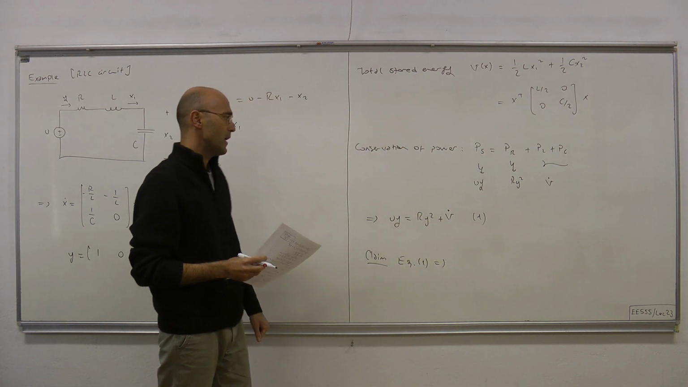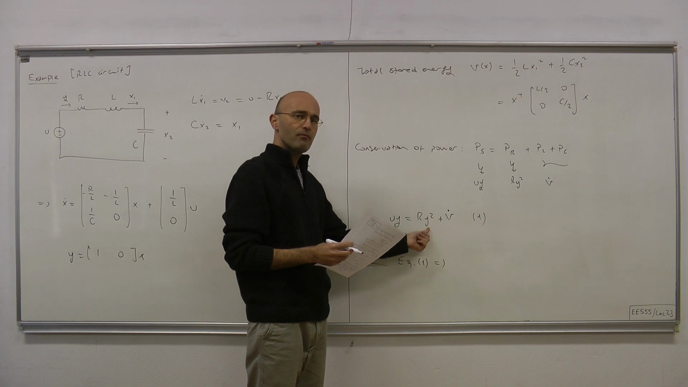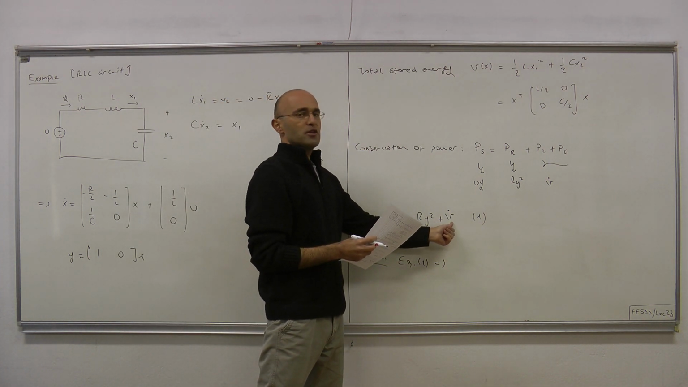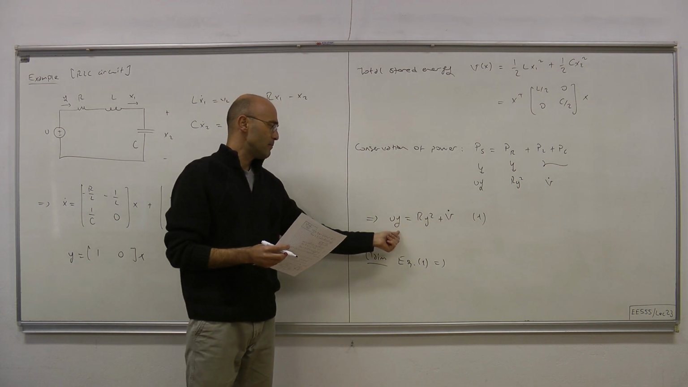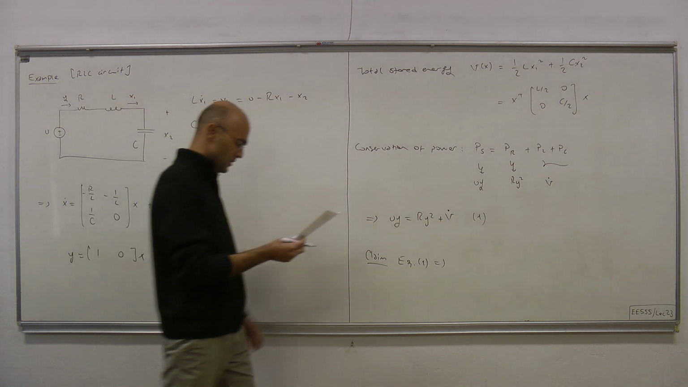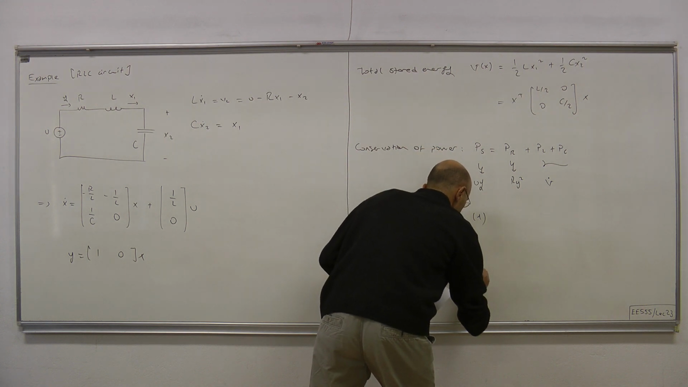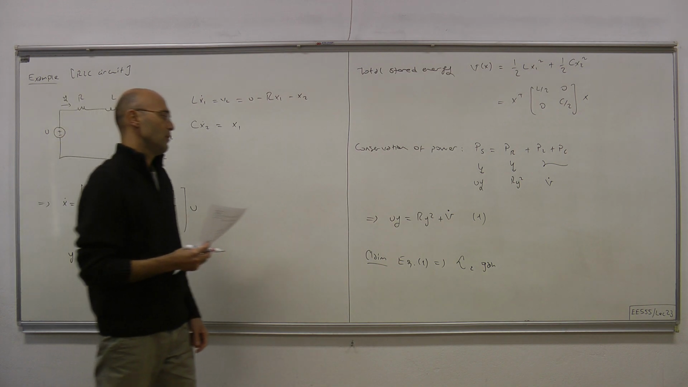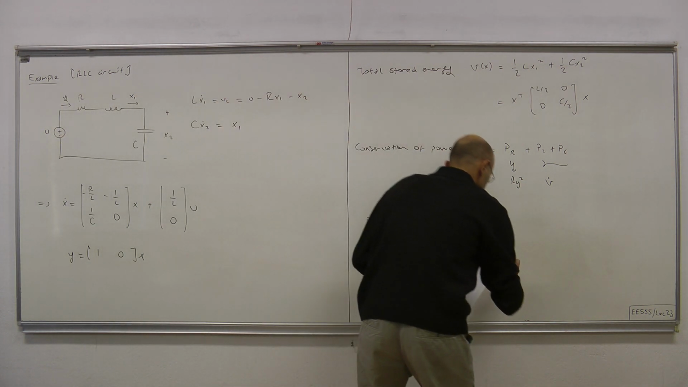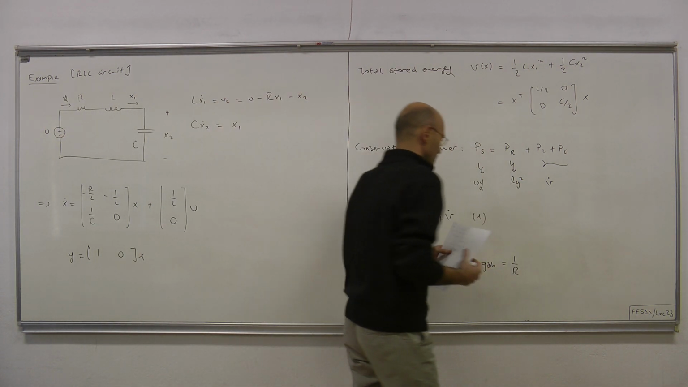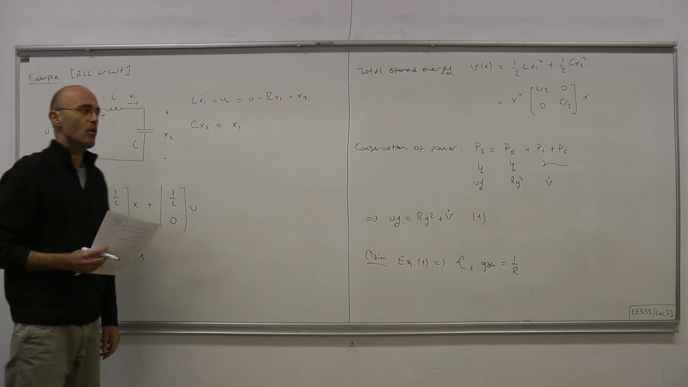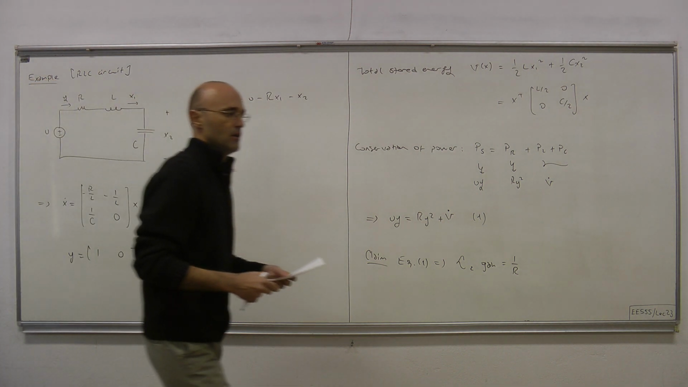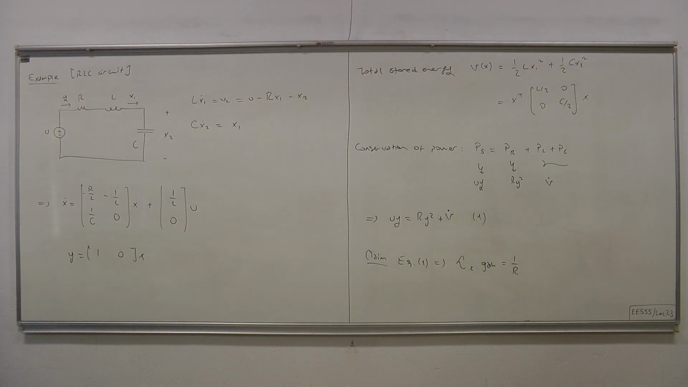This equation, that relates the power of the resistor, the rate of change of the total stored energy, and the power supplied by the source, implies that this system is L2 stable with L2 gain 1 over R, over the conductance of the resistor. Okay, so let's establish this claim.